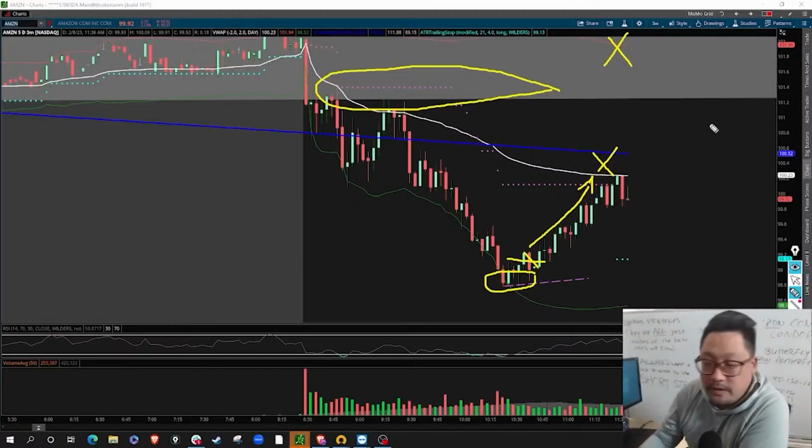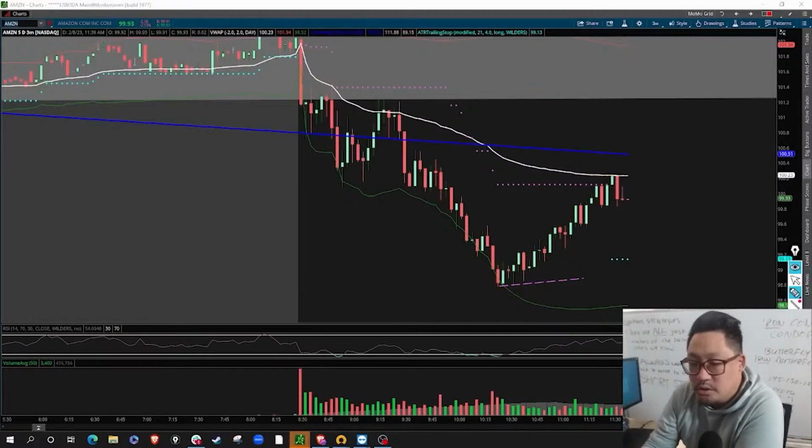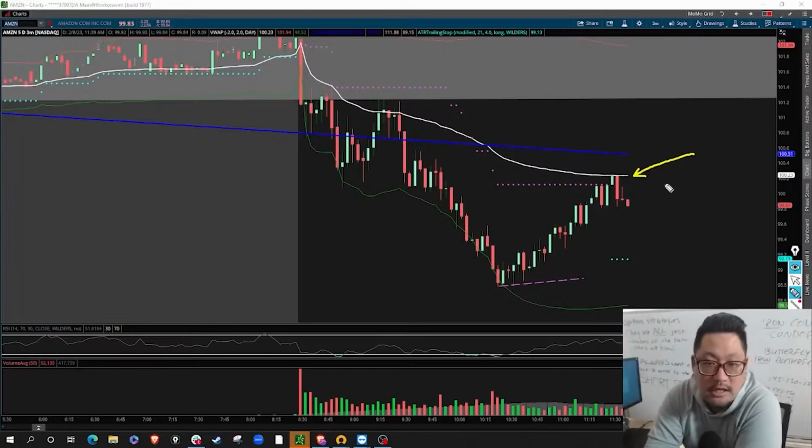Now, let's talk about the flip side. Let's say some of you are like, oh, I'm short. I just shorted the VWAP. Where should we actually anticipate we could go to the downside here? If you shorted Amazon, let's say at $100, the VWAP's at $100.23.